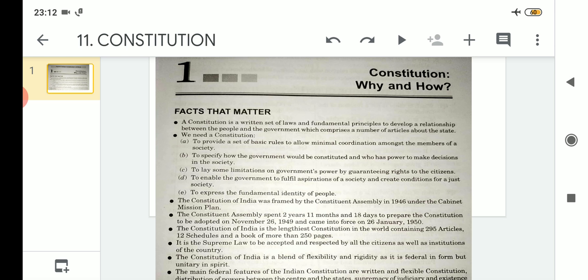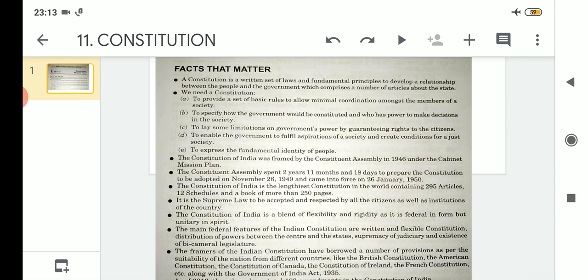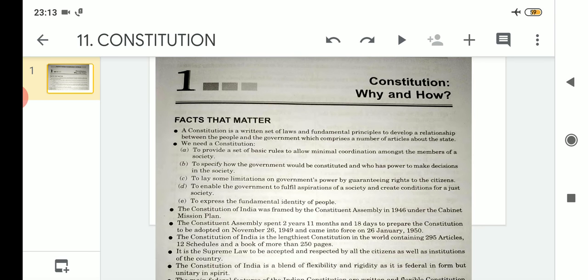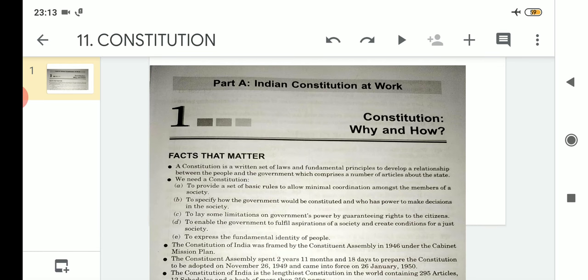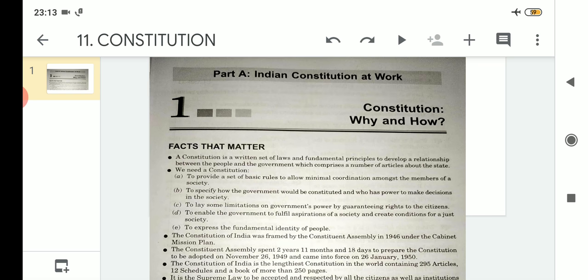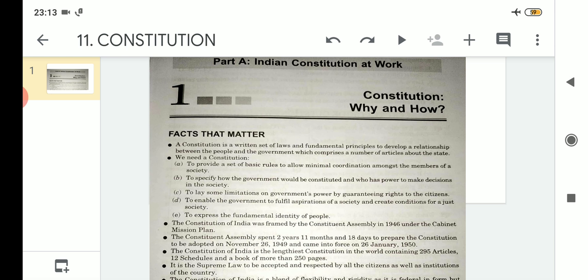Clear? After that, the Constitution of India is the lengthiest constitution in the world, containing 295 articles, 12 schedules and a book of more than 250 pages. Clear? So the Constitution of India is the lengthiest constitution. Why is it the lengthiest? The reason is that it has 295 articles, then it has 12 schedules, and if we talk about the book, it has more than 250 pages. For these 3 reasons, the Constitution of India is the lengthiest written constitution in the world.